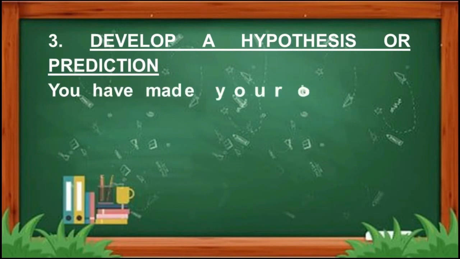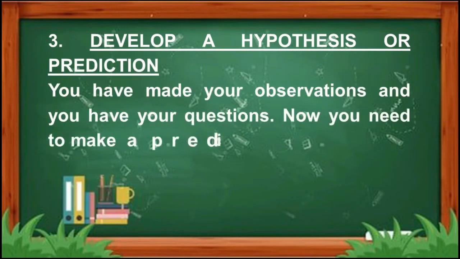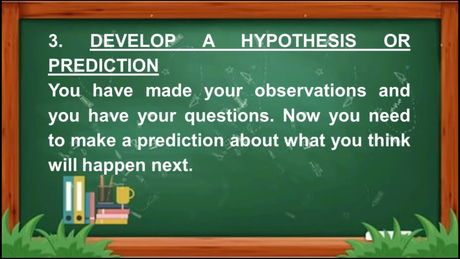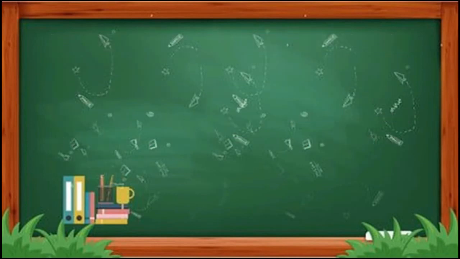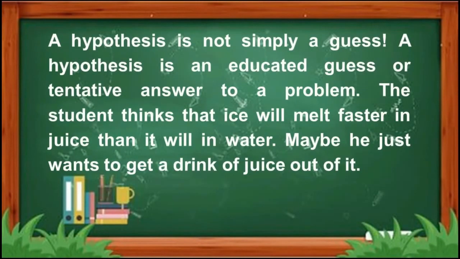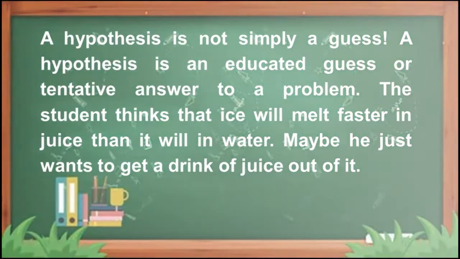Number three, develop a hypothesis or prediction. You have made your observations and you have your questions. Now, you need to make a prediction about what you think will happen next. A hypothesis is not simply a guess. A hypothesis is an educated guess or tentative answer to a problem. The student thinks that ice will melt faster in juice than it will in water. Maybe he just wants to get a drink of juice out of it.